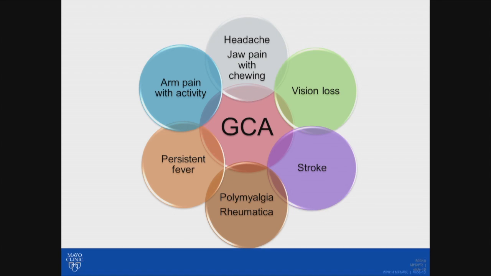Some individuals even come in when there already is damage from the disease, and one of the damage aspects that we look for carefully is damage to the aorta, where an aneurysm can form, and sometimes that can be the first indication that the individual has a form of large vessel vasculitis.